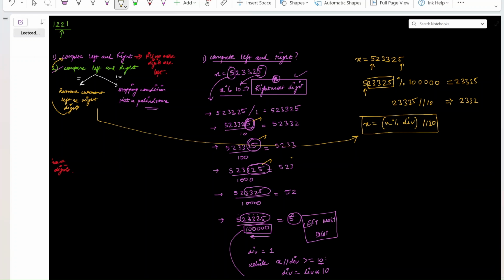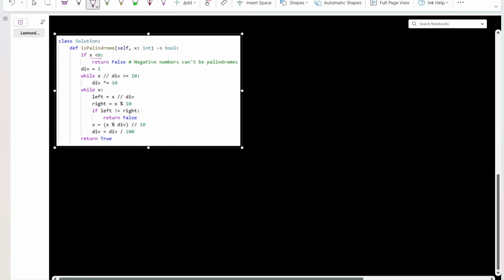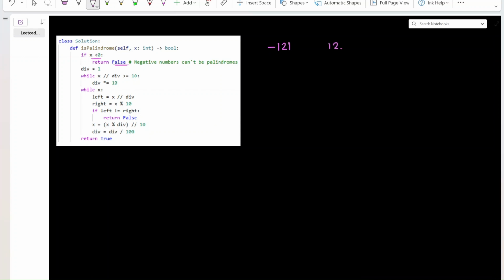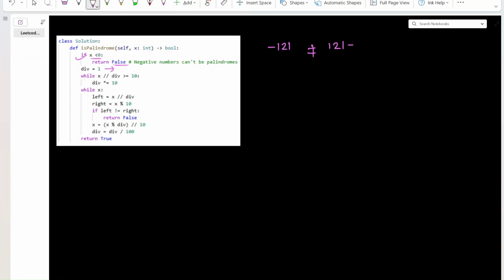Let me show you the Python code, and then I'll run the Python code using an example. Let us try to understand the code. Here, what we are doing is, if x is less than 0, then we return false because it is not a palindrome. This is because if we have minus 121, its reverse would be 121 minus, and these are not equal. That's why it's not a palindrome. And that's what we have covered here. However, if it is a positive number, then we are defining this div, and then we are counting the number of digits.